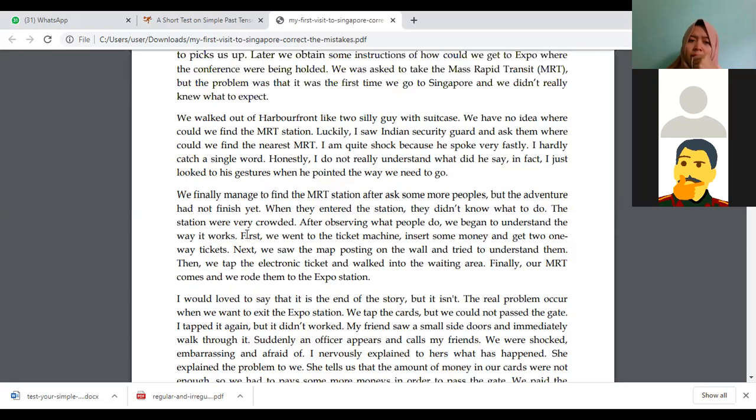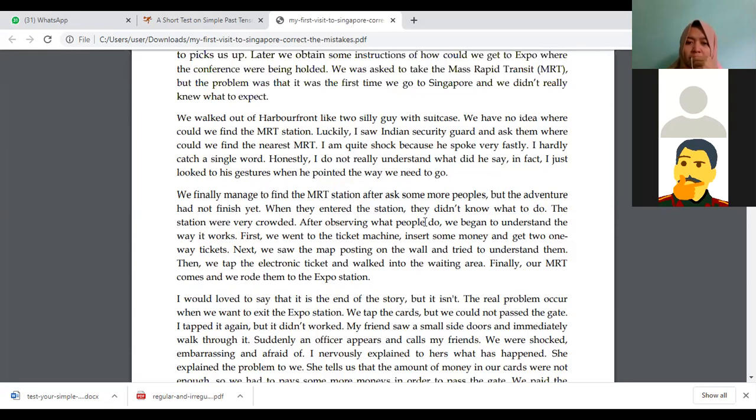The stations were very crowded, Satria, is that true? The station was very crowded. Yeah, was, because it's singular, the station is singular, one. So we use the singular to be as well. The station was very crowded.